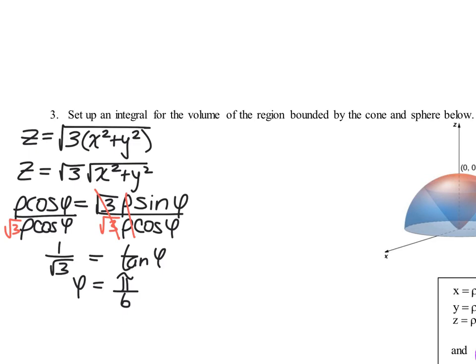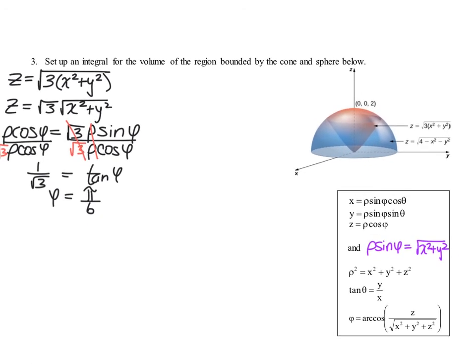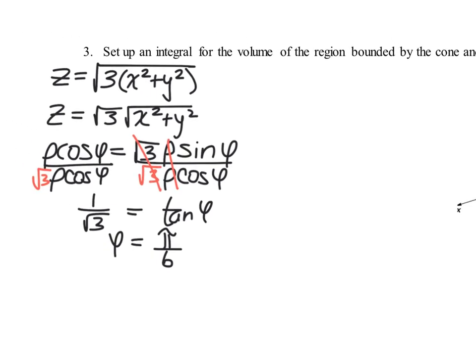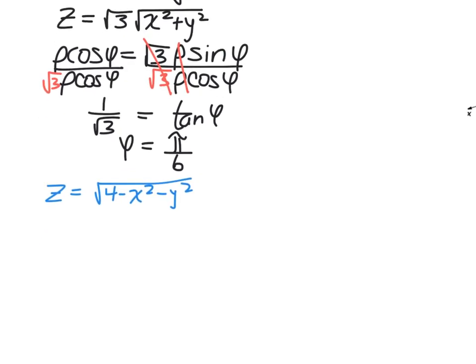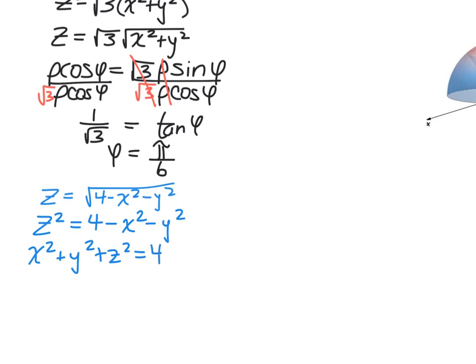All right, so then the other part. We have a way of defining in spherical coordinates the cone part of it. Now I just need the sphere. So z squared is equal to 4 minus x squared minus y squared. So x squared plus y squared plus z squared is equal to 4. It actually tells us something.